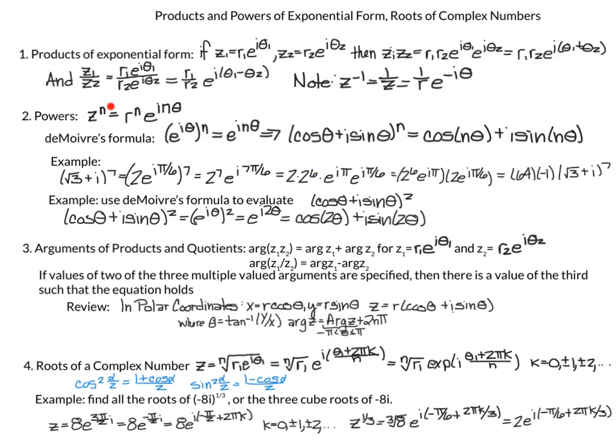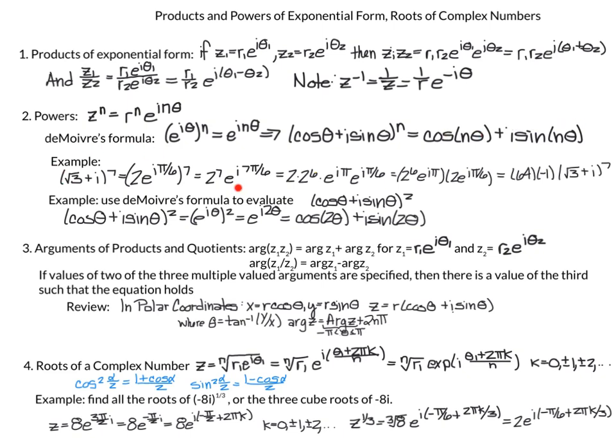So z to the n is equal to r to the n times e^(i n theta). And we have de Moivre's formula, which comes from e^(i theta). If we take this complex number and raise it to the n, that will be equal to (cosine theta plus i sine theta) raised to the n, which is equal to cosine n theta plus i sine n theta.